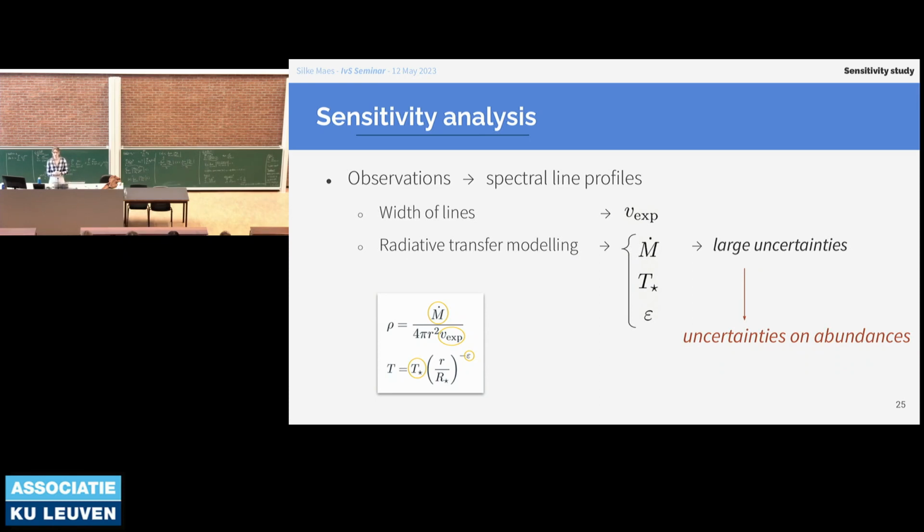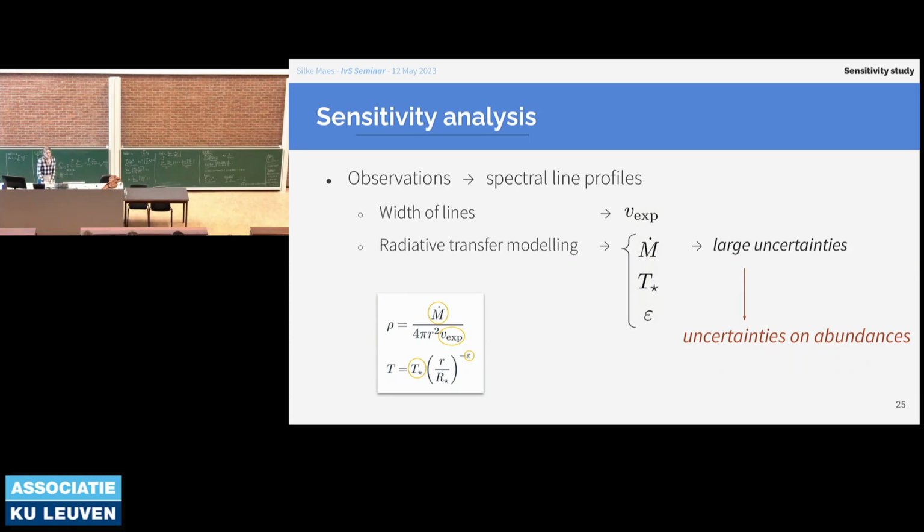For example, to get the expansion velocity, we use the width of the lines, but luckily this is a quite accurate method, so the width of the lines can be determined quite accurately, so there isn't too large of an uncertainty on the expansion velocity. However, for the mass loss rate, and also to get some notion of the temperature profile throughout the outflow, to know numbers for these parameters, we need to do some radiative transfer modeling. And this is an expensive thing, and people mostly do it in one dimension, which seems fine as long as the AGB outflows seem spherically symmetric.